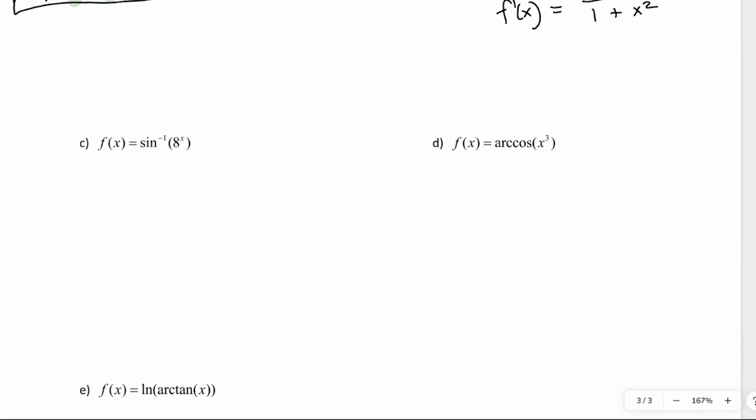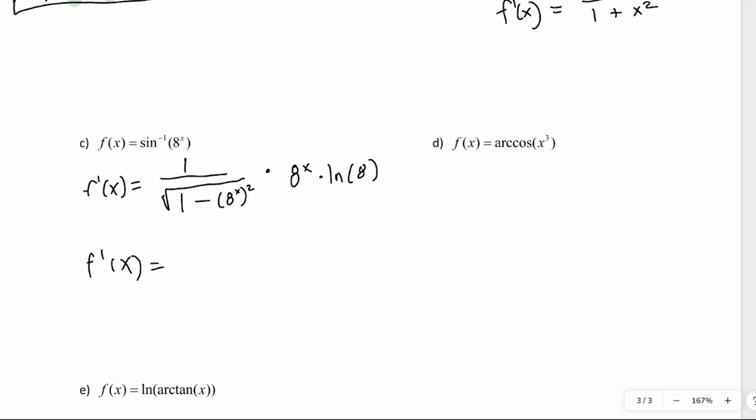Letter C, got inverse sine of 8 to the x. So first we'll start with the outside function, which is the inverse sine. And so f prime is going to be 1 over the square root of 1 minus 8 to the x squared times the derivative of 8 to the x, which is 8 to the x, times the natural log of 8. And that's pretty good. I'm going to go ahead and rewrite this as 8 to the x times natural log 8 all over the square root of 1 minus 8 to the 2x.